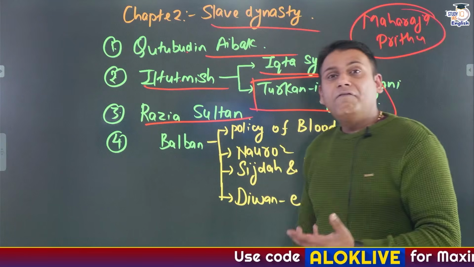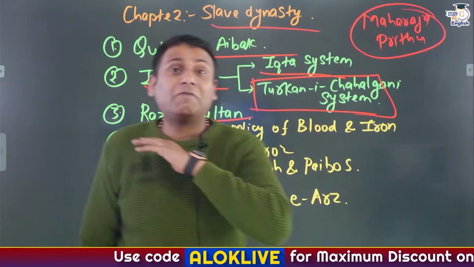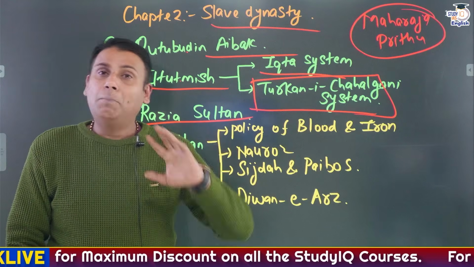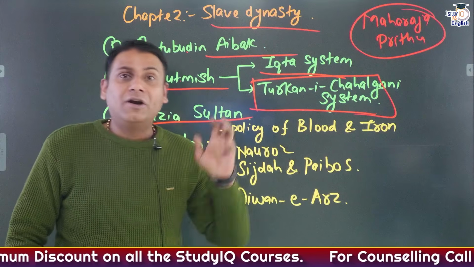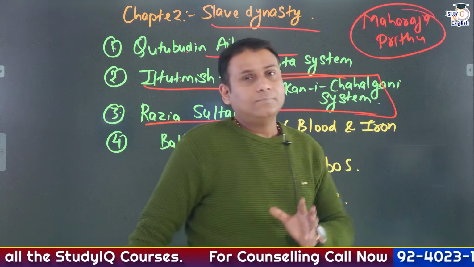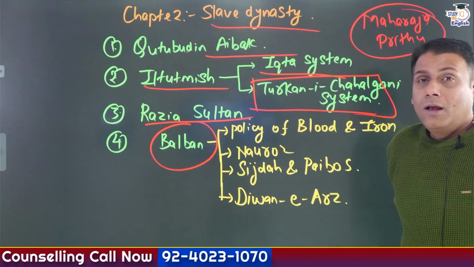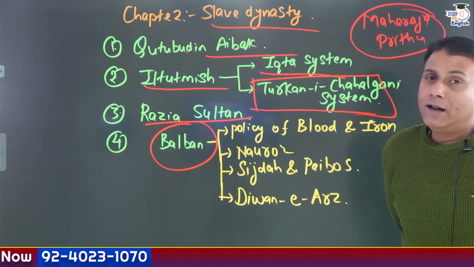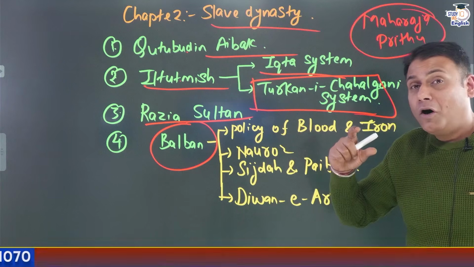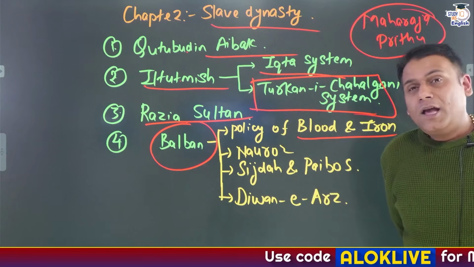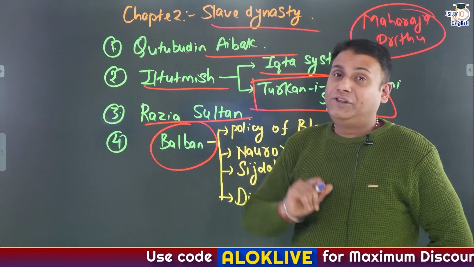Then study about Razia Sultan. She was the only female ruler not only of the Slave dynasty but of the entire Delhi Sultanate. Apart from this, she followed the policy of appointing non-Turkish people into the service. Then, another important ruler, Balban. Study Balban in quite depth and detail, because Balban followed the policy of what? He followed the policy of blood and iron.